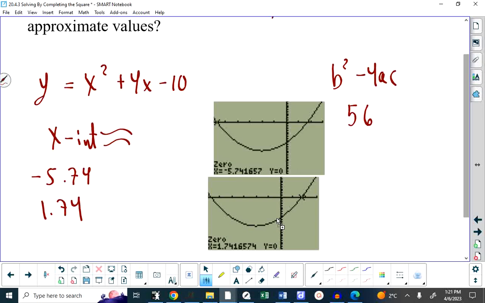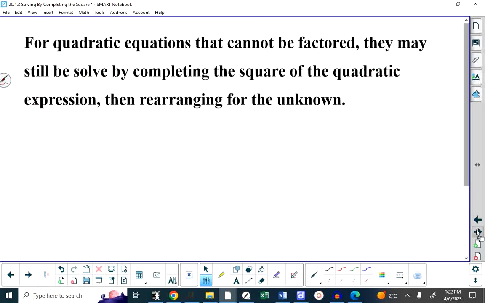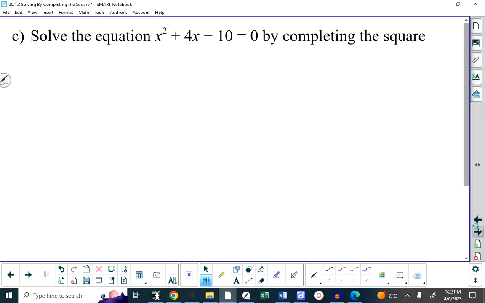Well, this is an academic math course. We have to know how to find the exact values of those numbers, and that's what we're going to do now. If you cannot factor a quadratic expression to solve the equation by factoring, then you can still solve it by completing the square, and that's what we're going to look at. Solve this by completing the square.